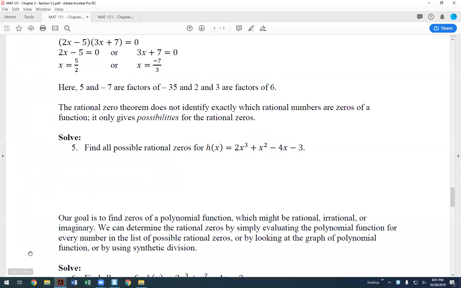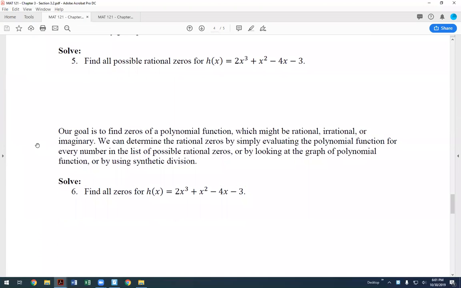Now, if we go back to our handout, they're telling us our goal is to find the zeros for the polynomial function, which might be a rational number, it can be an irrational number, or our zero can also be an imaginary number, as we saw with that fundamental theorem that Carl Gauss talked about. So they're saying we can determine this by simply evaluating our polynomial function at every number in the list, which would mean you take each number, put it in your function, and see which one gives you a 0. Or they're saying you can look at the graph, but we know graphs cannot be concrete solutions.